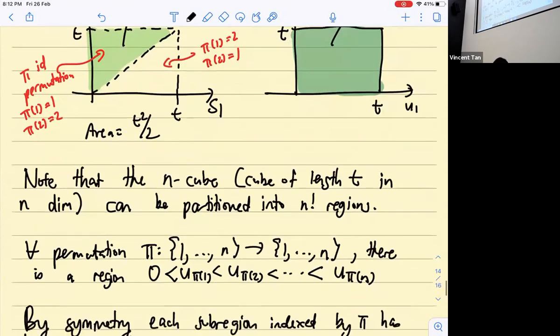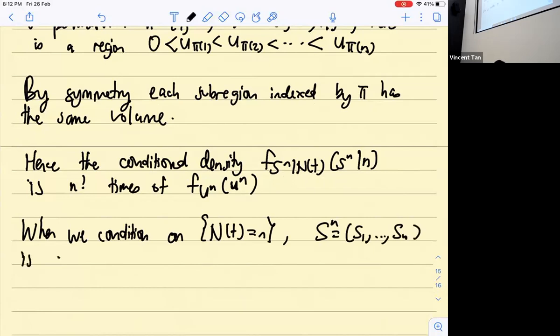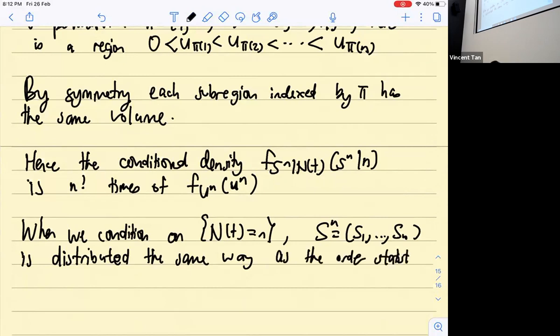That all the S's, okay. So when we condition on N_t equals n, this event here, the S_n process, the sequence of arrival epochs, is distributed the same way as the order statistics of the U_i, where U_i is uniform on [0,t] inclusive, IID. All right. So we have seen this here.